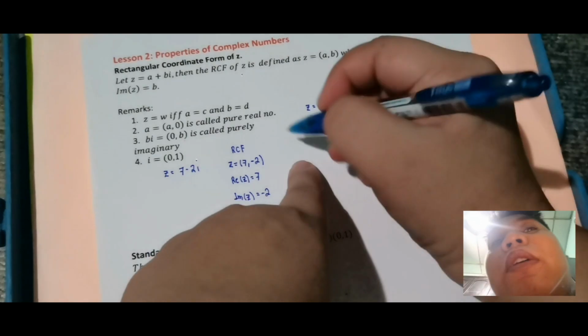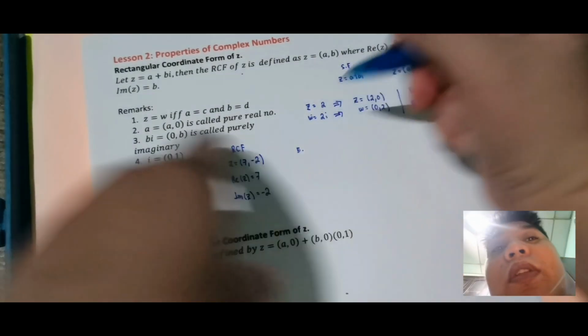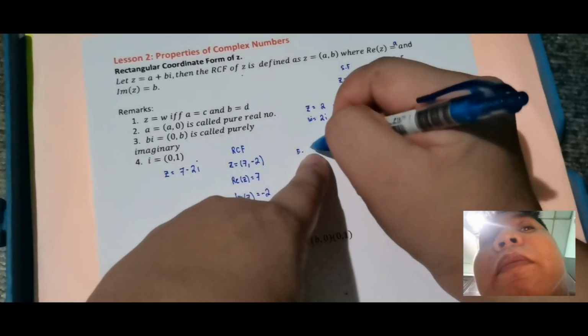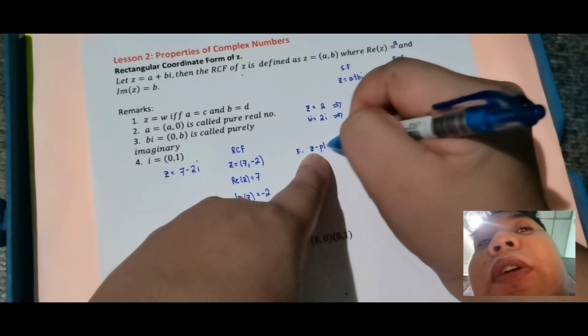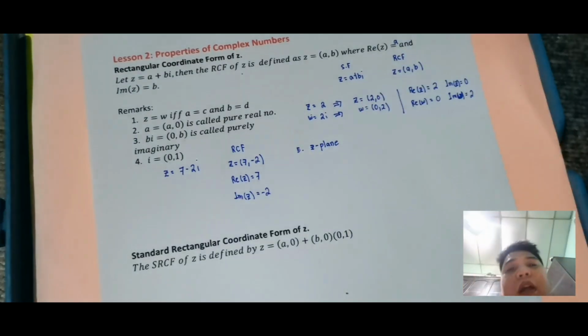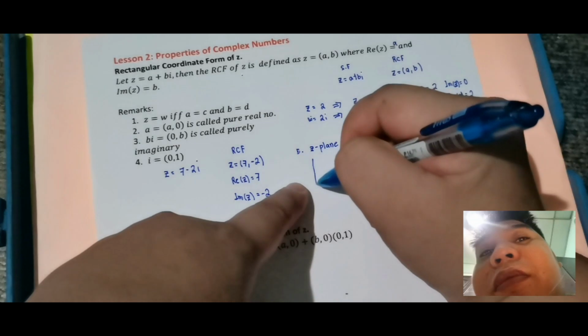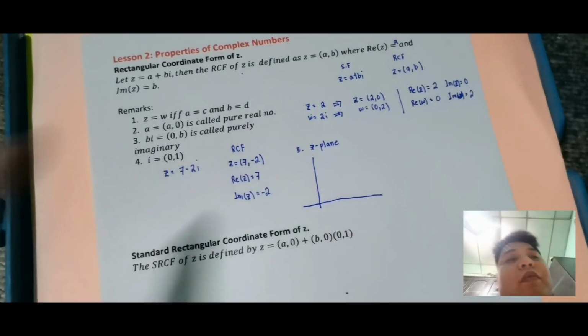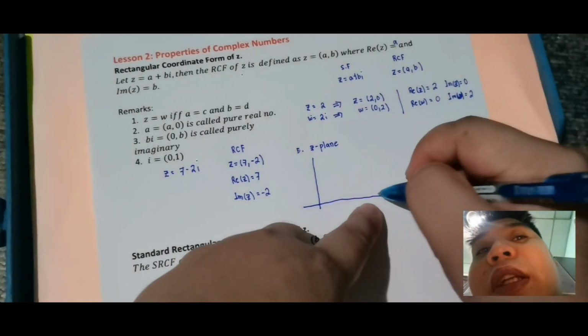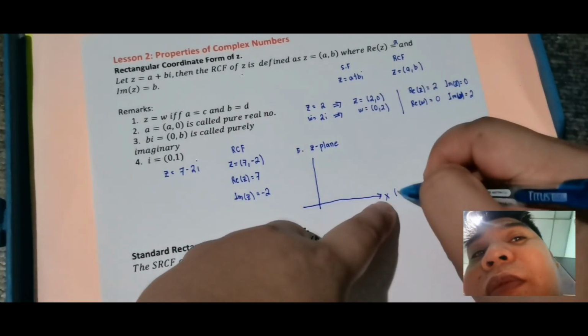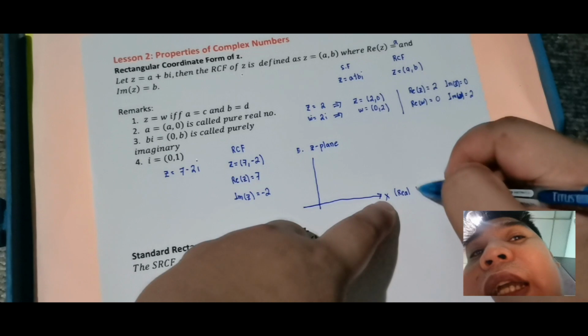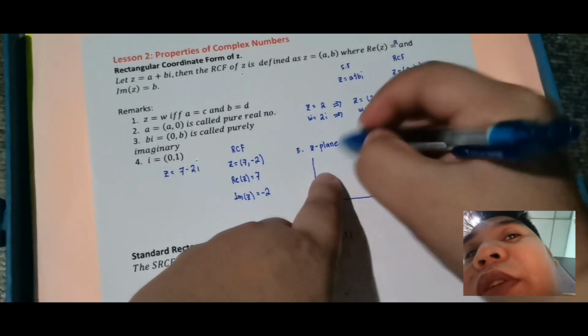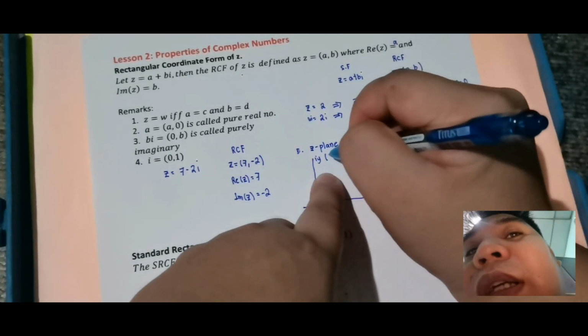So, dito, dagdag lang ako for number 5. So, number 5 remark, ito yung z-plane, o yung complex plane. Okay, so, ito yung kanya itsura. Okay, so, ito yung real part, o yung real line. Okay, ito yung imaginary line.